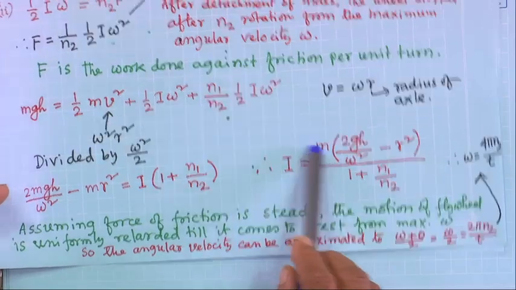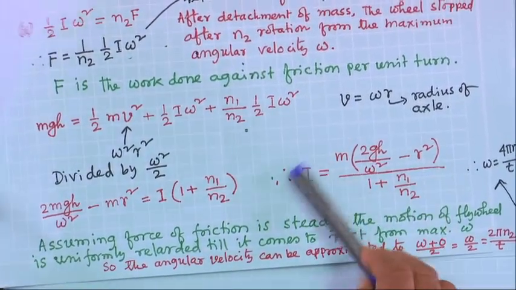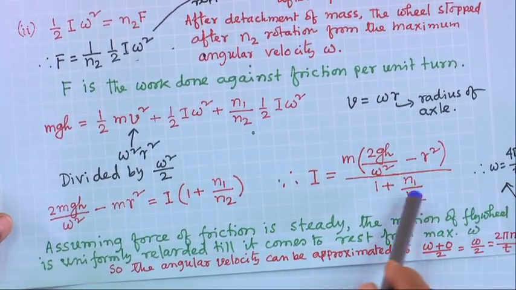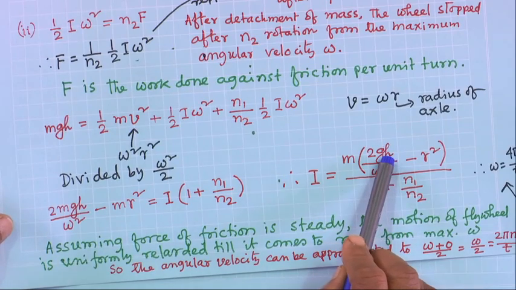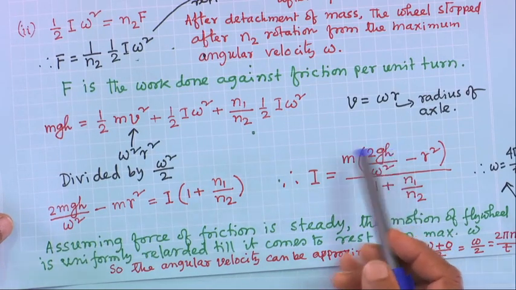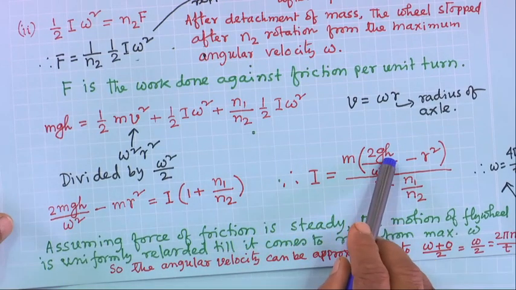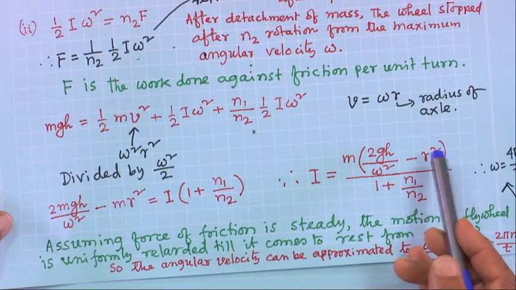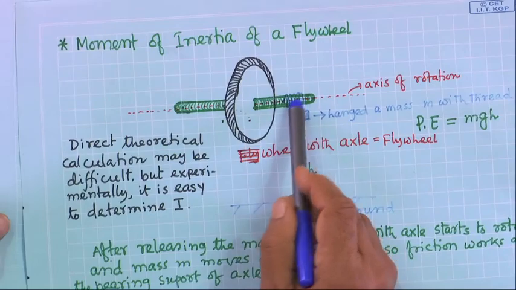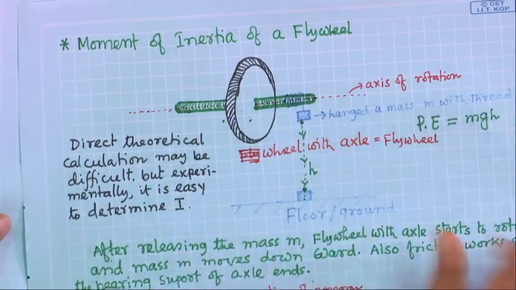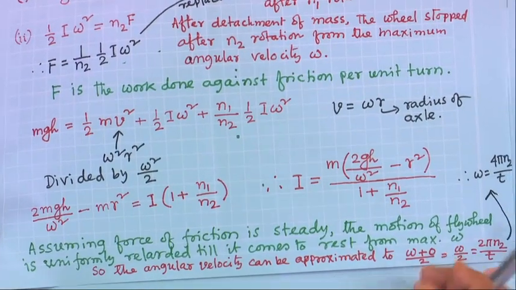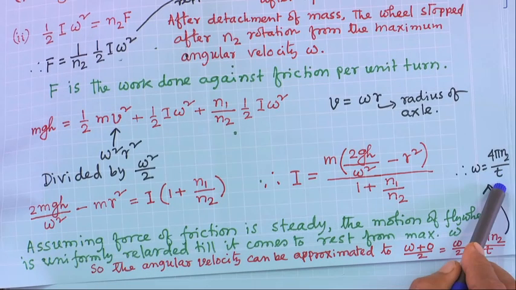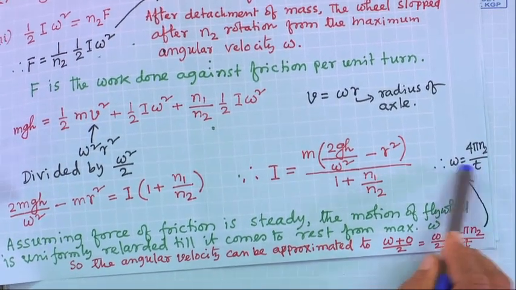This is the working formula for our experiment, I equals this. Here we have to measure the height h using a meter scale; generally it is 50-60 centimeters. We have to measure r of this axle using slide calipers. Then using a stopwatch we can count N1 and N2, and for N2 we can measure the time t, so then we will get omega.